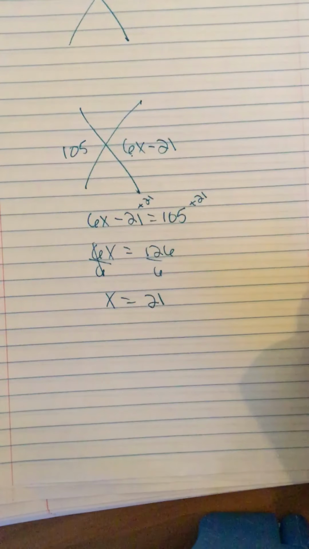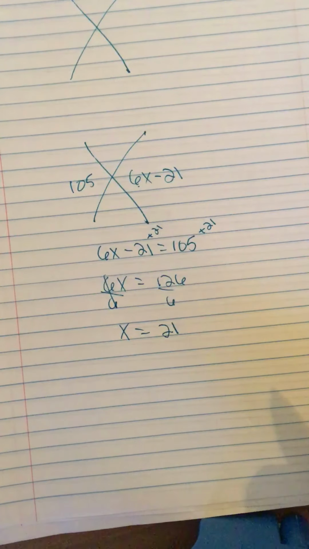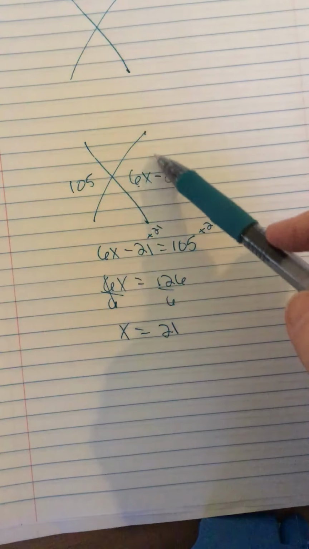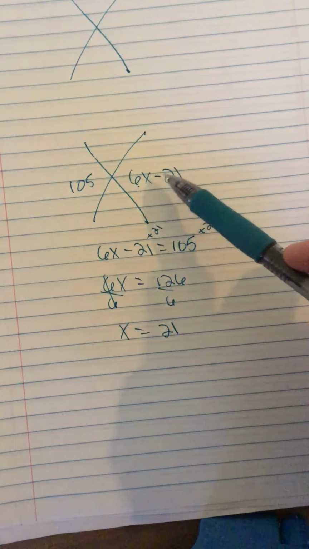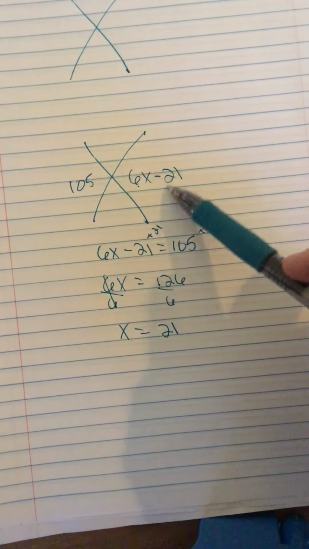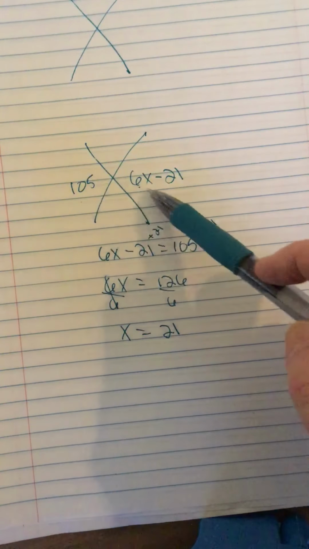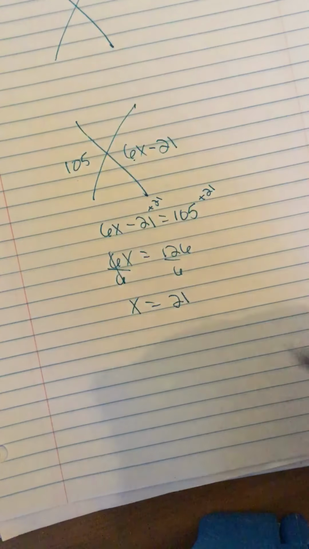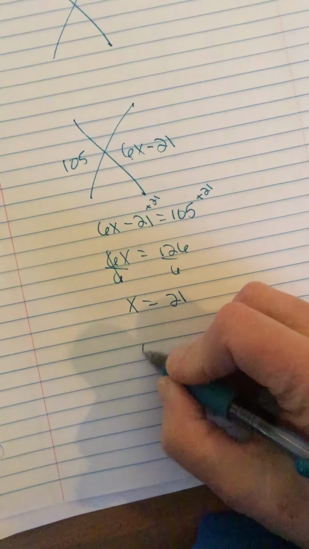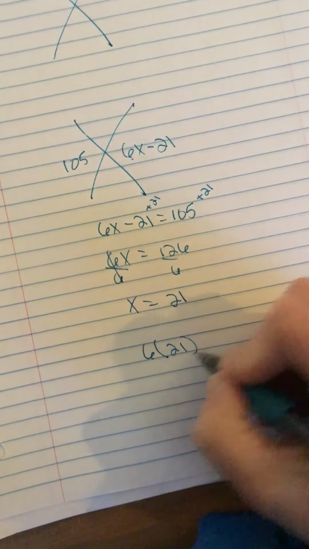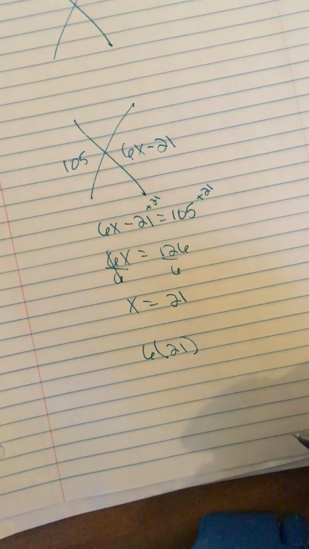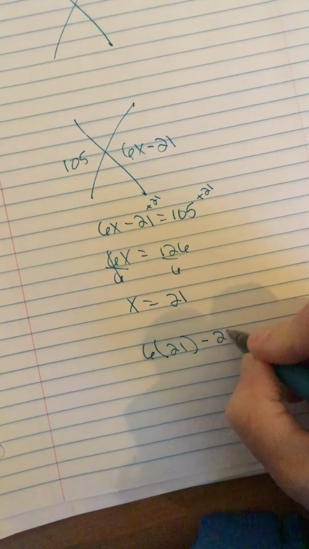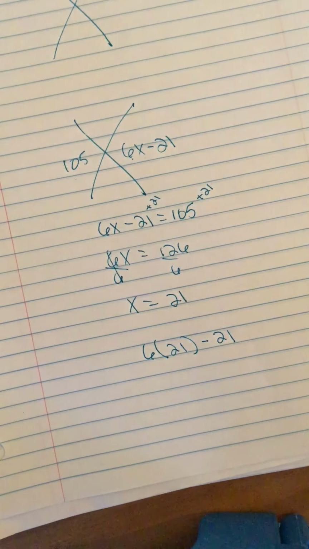Now I'm going to do what I did before. I'm going to sub back in and solve for this other equation that's right there. And if I've done this correctly, then this should equal 105 because that equals 105. Because they're vertical angles, they are congruent. So I'm going to go ahead and plug that back in and see how I did. So I've got 6 times 21, because the parentheses means times, minus 21. That's my original equation.